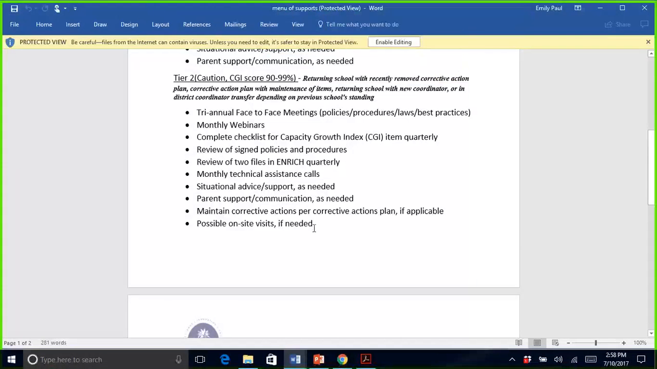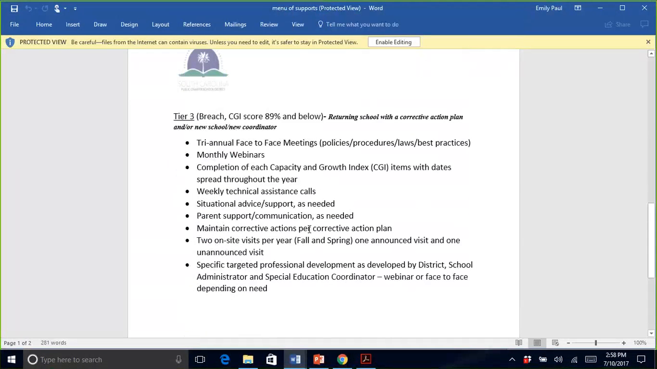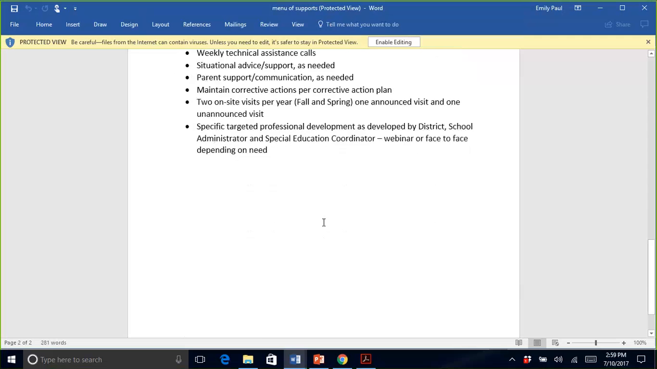Okay. And then Tier 3, that's your breach, and that's 89% and below. So you'll have your triannual face-to-face, monthly webinars. You'll complete the entire capacity and growth index with dates throughout the year, weekly technical assistance calls, situational advice, parent support, maintain your corrective actions. You'll have 2 on-site visits per year in the fall and spring. One of those will be announced and one will be unannounced. And then specific targeted professional development as developed by the district, school admin, and special ed coordinator, webinar, face-to-face, depending on your need.